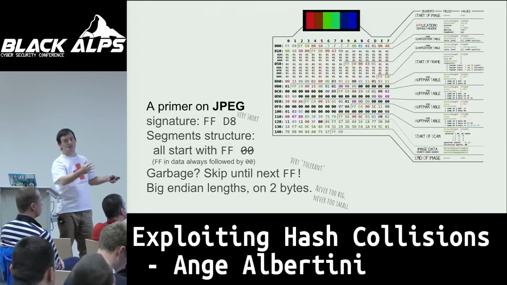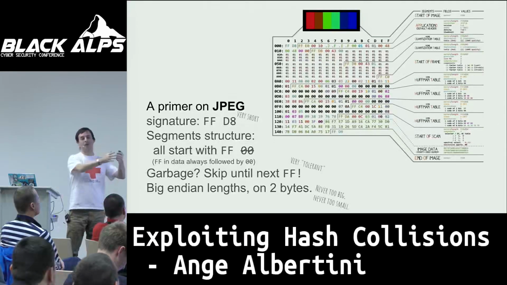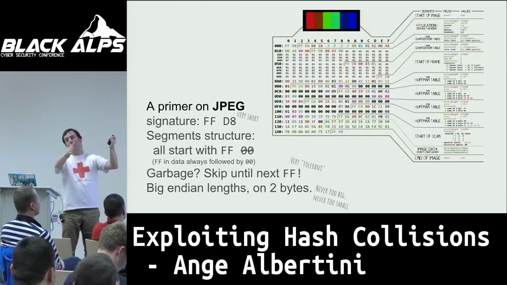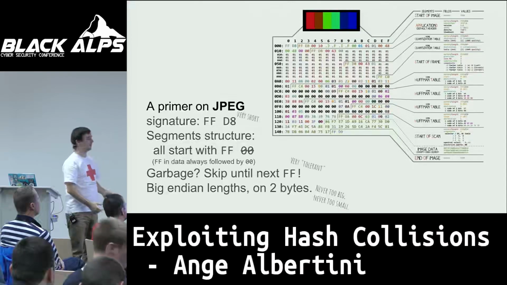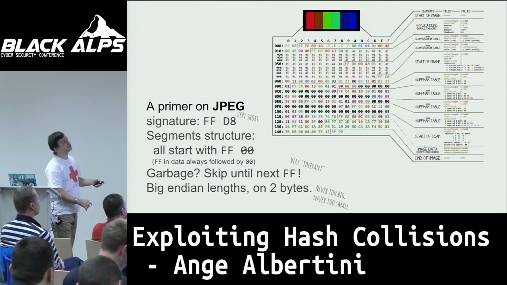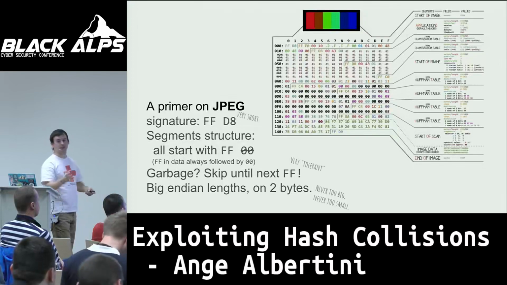So it's always FF and not something 0. And actually it's a recovery mechanism. If you insert some complete garbage, then the parser will maybe corrupt the image, but it will just look for the next FF and not 0 to say, now what structure do I have? So it's a very tolerant mechanism. And also the lengths are on 2 bytes, and they are big endian. So they are very easy.